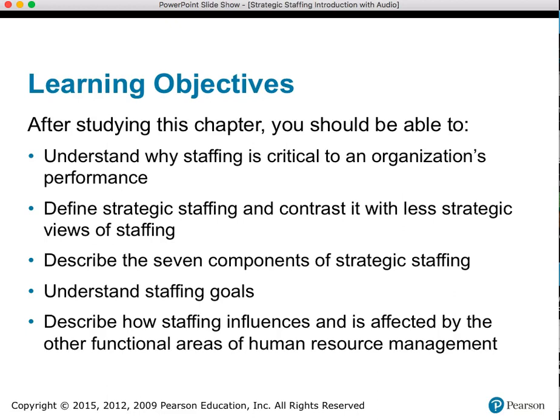We also want to talk about the 7 components of strategic staffing, sort of the step-by-step process of what needs to occur in order for strategic staffing to be the most effective. We also want to know how to set appropriate staffing goals. And lastly, we want to be able to figure out how staffing influences and affects all the other areas of human resource management. And we'll go through this step by step.